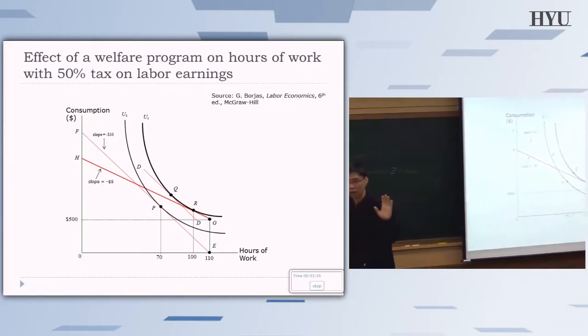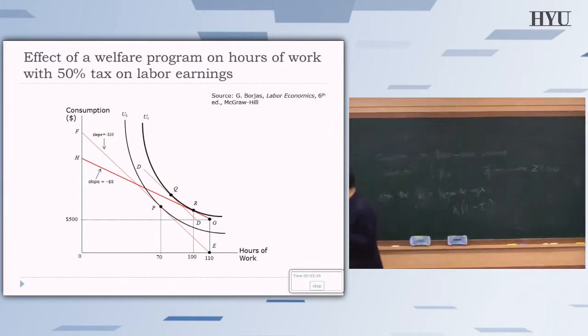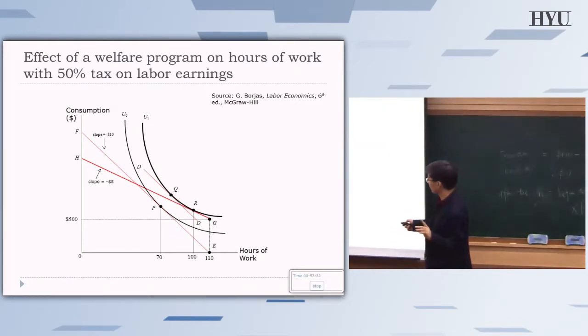Questions? Got it? Okay, think of the person. Before the welfare, the optimal choice was P. With welfare, what is the optimal choice?